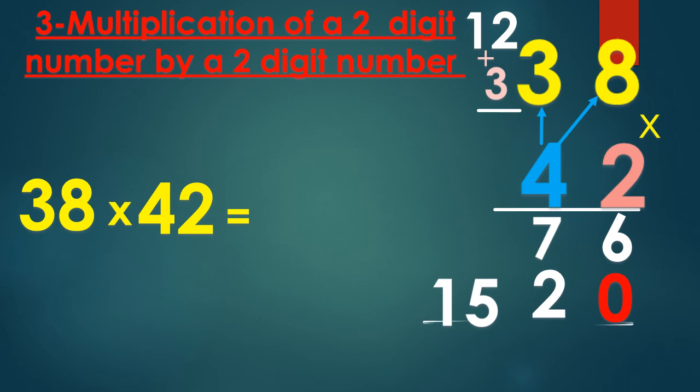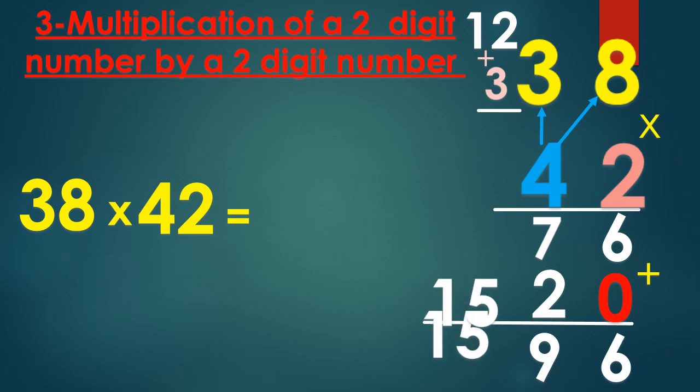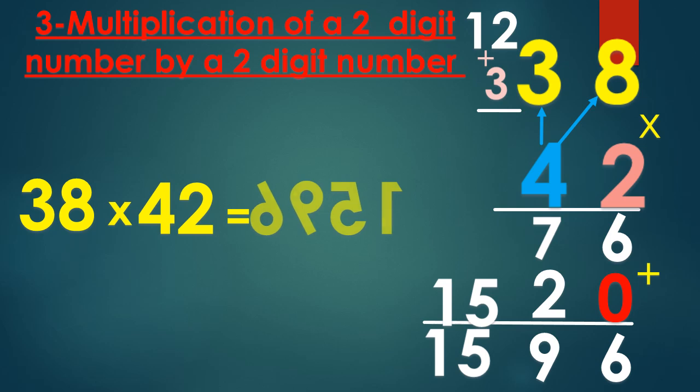We add both lines. 6 plus 0 is 6. 7 plus 2 is 9. The 15, nothing above it, comes down as 15. The final answer is 1596.